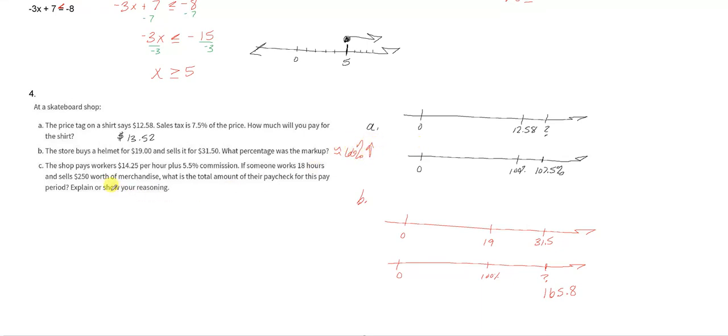And then lastly, the shop pays this much per hour and 5% commission. If someone works 18 hours and sells $250 worth of merchandise, what is the total amount of their paycheck for this pay period? Okay, so this much per hour, $14.25. They work 18 hours, so that's simple multiplication. So we do that.